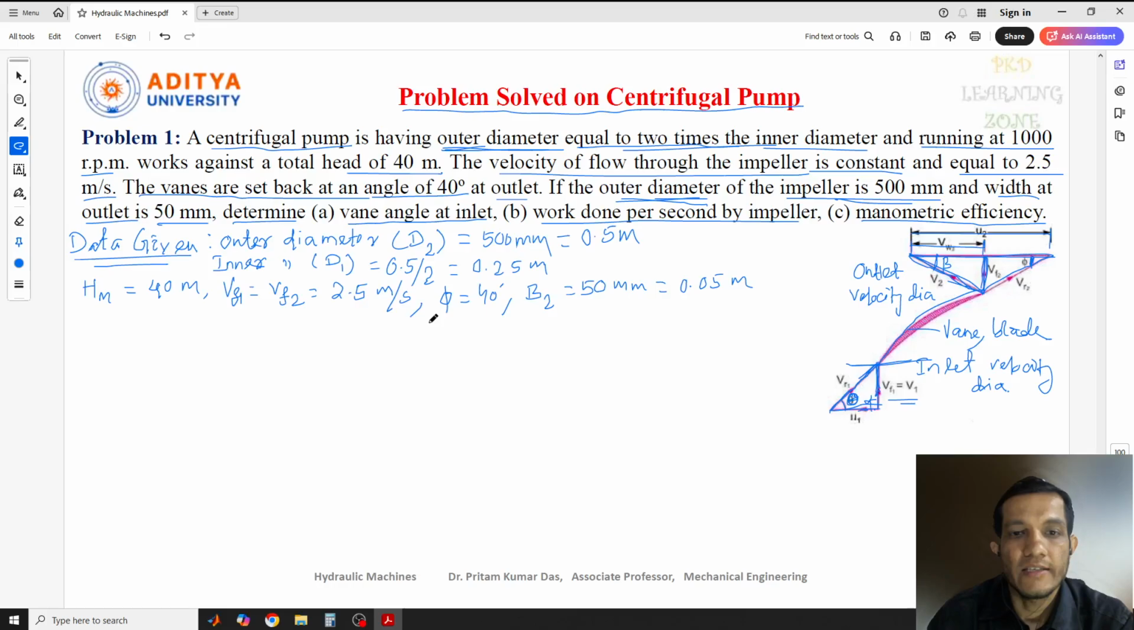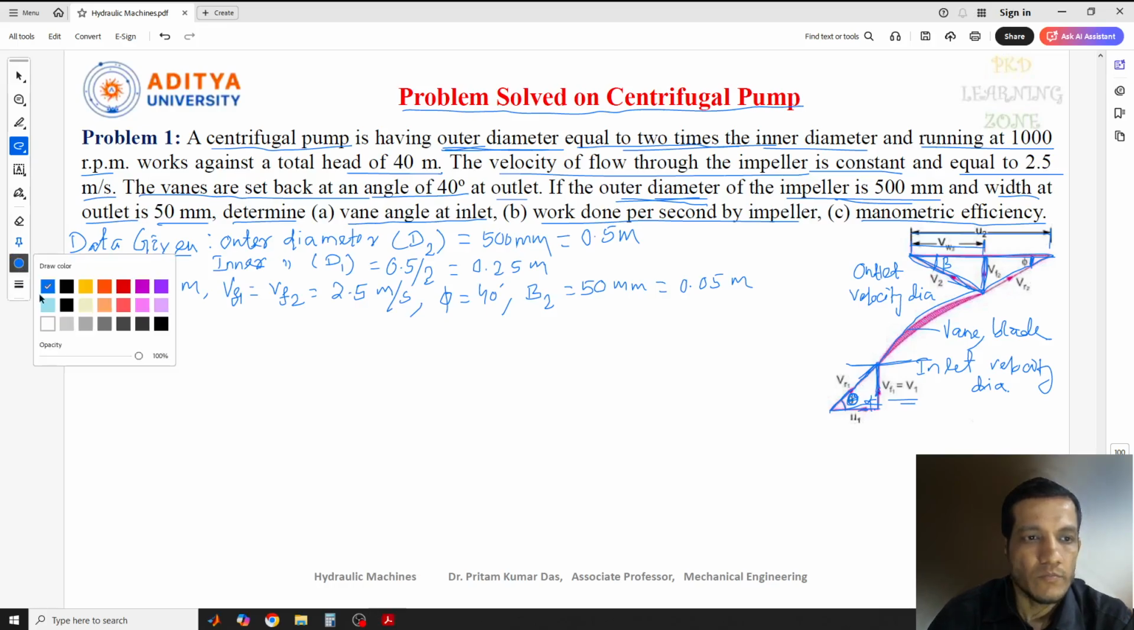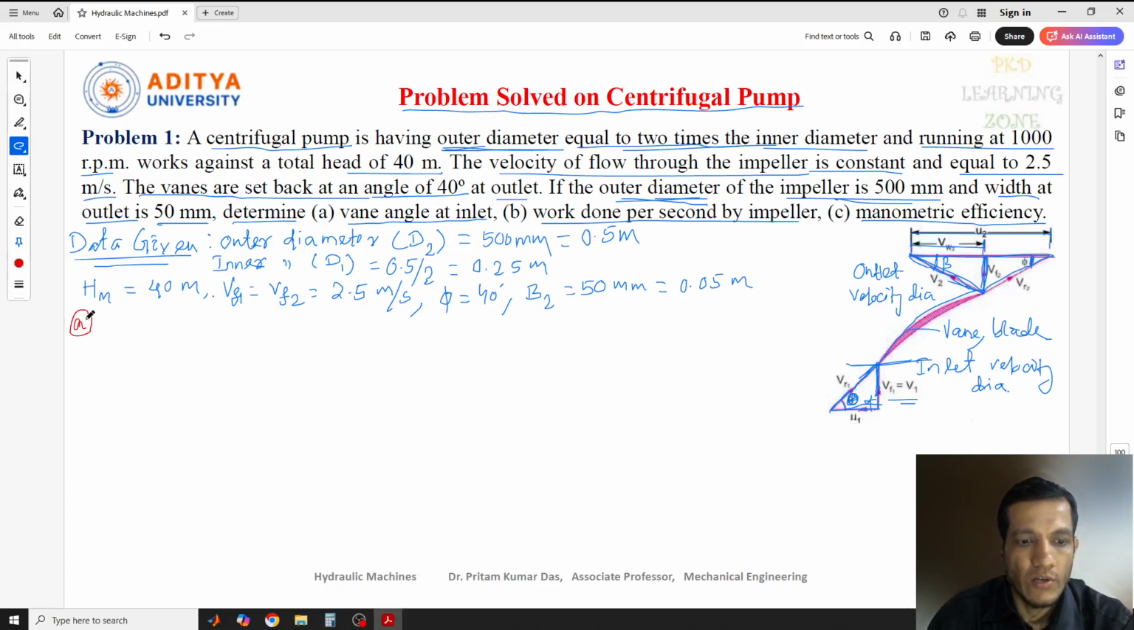So these are the data given in the question, and what we need to calculate first is the vane angle at inlet condition. For the vane angle at inlet condition, we need to find out the theta value. Here phi is given, we need to calculate the theta value. So how can we find theta in this inlet condition? Let's write vane angle at inlet. At outlet condition the value is given.